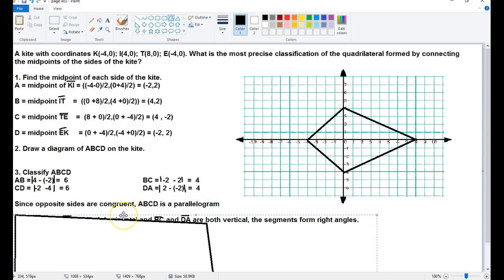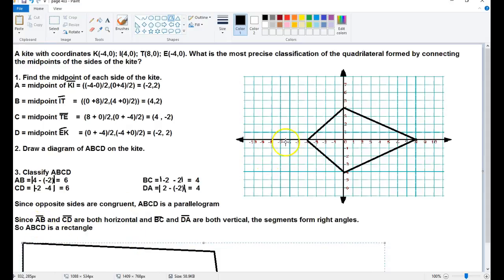So we have opposite sides are congruent, so ABCD is a parallelogram. Since AB, this one up here and down here, are both horizontal, and these two BC and DA are both also vertical, they form right angles. So we have lines that are horizontal and vertical. Horizontal and vertical lines are going to be right angles. So we have lines that are opposite, are congruent, and make right angles. So we're going to have a rectangle here.